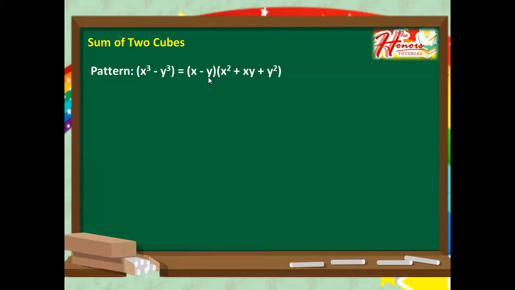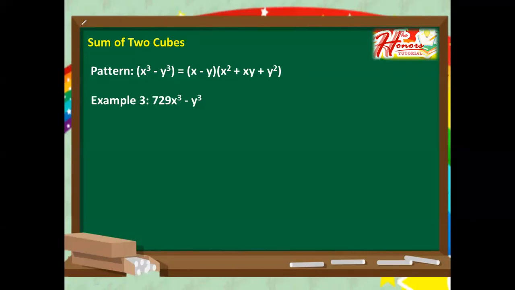So our pattern will be different in terms of the sign, or the operation, in between the terms. For our pattern, we will be using the quantity of x minus y times the quantity of x squared plus xy plus y squared. Let us have our first example here so that you may understand it further.